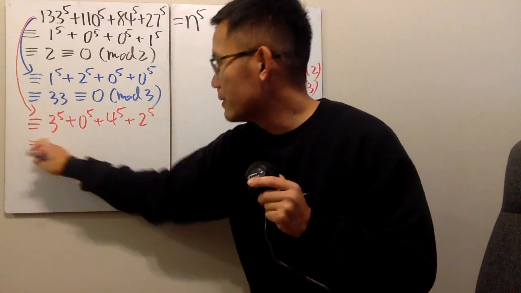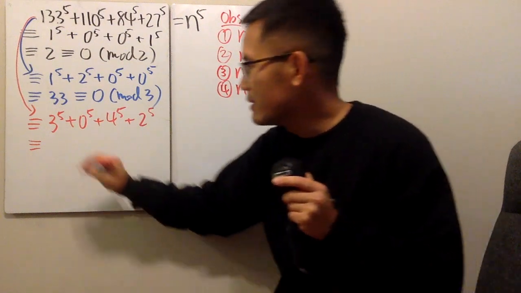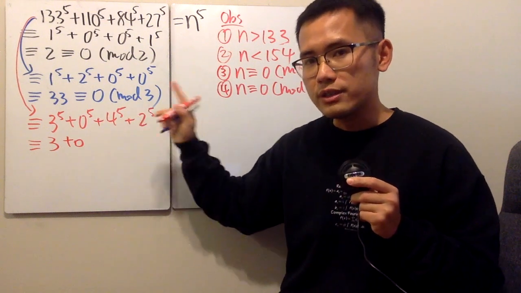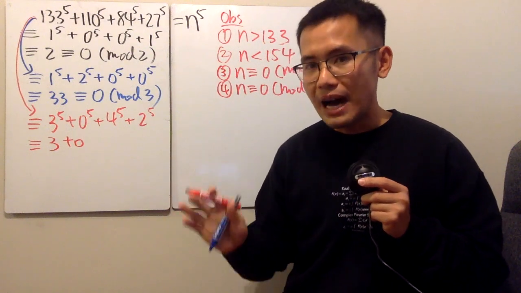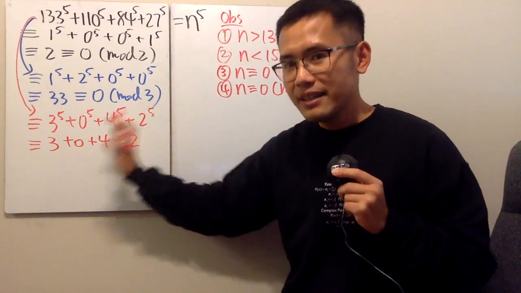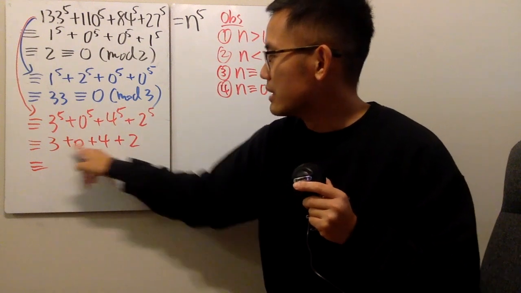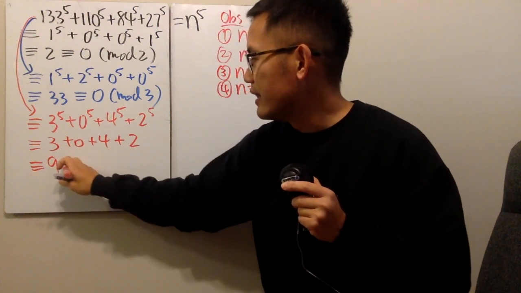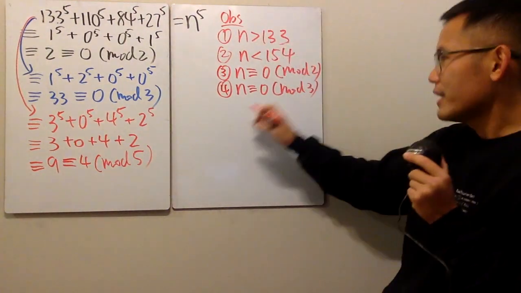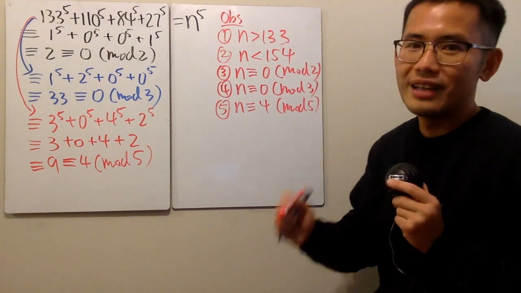Now, let's work this out individually. 3 to the 5th power is 243, and then you mod 5, you get 3, right? So this is 3. Next one is 0. Next one, you get 4 to the 5th power, which is the same as 2 to the 10th power, which is 1024. Divided by 5, the remainder will be 4. This is 32. Divided by 5, the remainder will be 2. Okay, I did the math. I just erased the power, all right? Next one, we will just go ahead and add this up, which altogether is 9. And then 9 is congruent to 4 mod 5. So right here, we can write down n is congruent to 4 mod 5. Very, very nice.